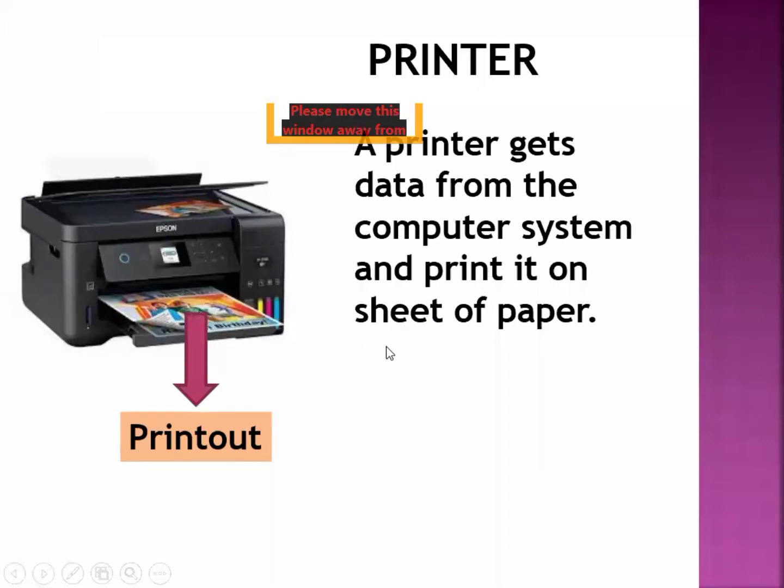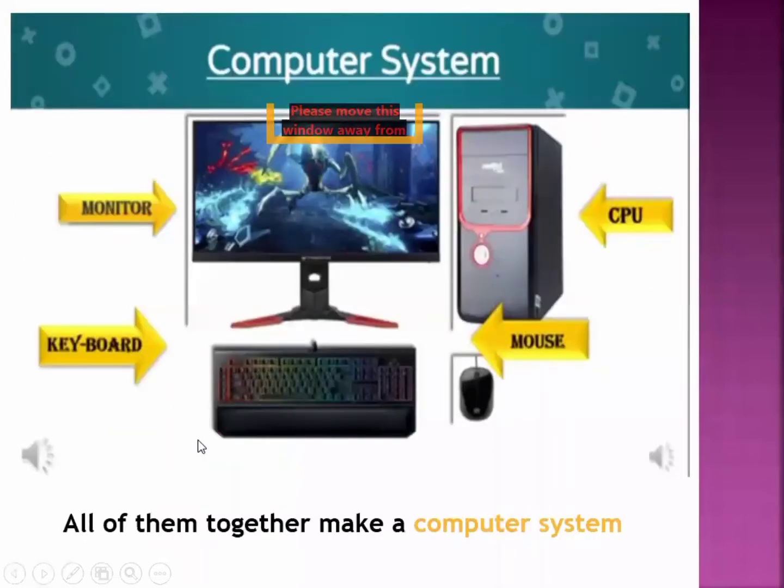For example, when you want to write a letter for your friend, first you type the letter with the help of a keyboard. It shows the result on a monitor. When you want to take a copy on paper, you take a printout with the help of a printer. So this copy on paper is called a printout.